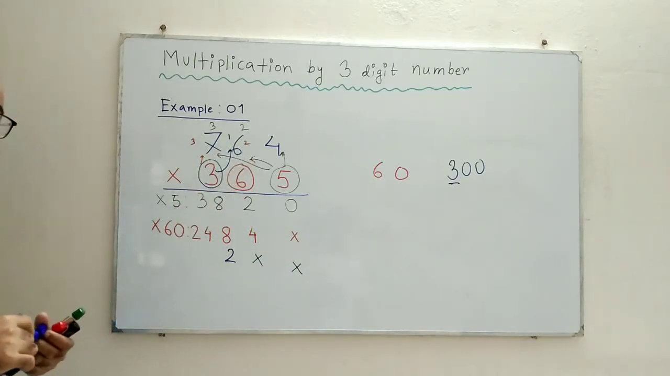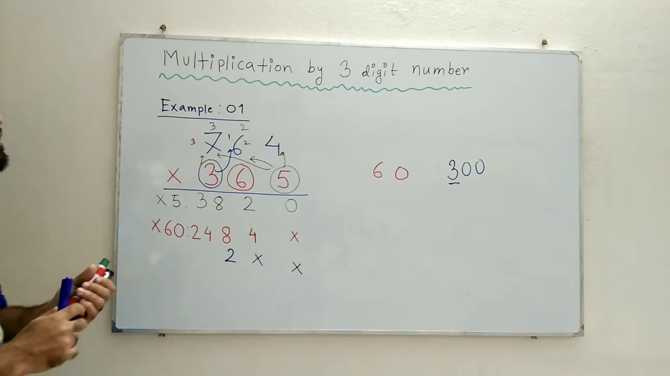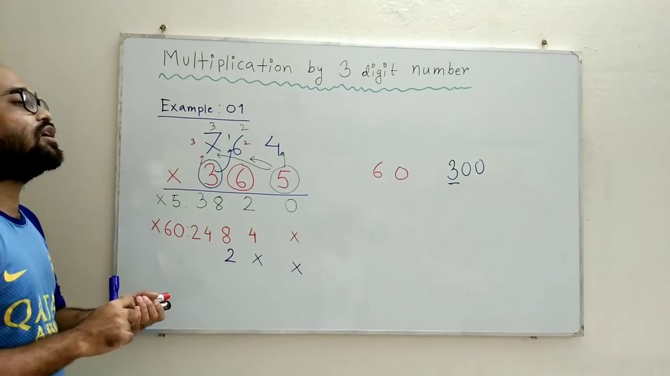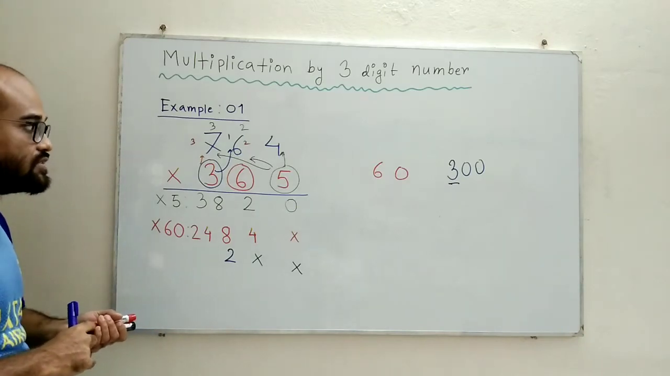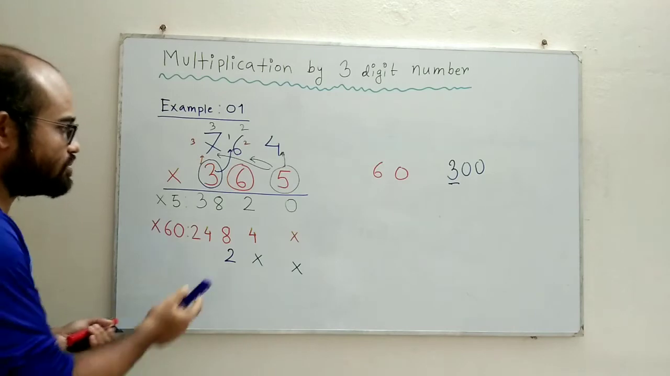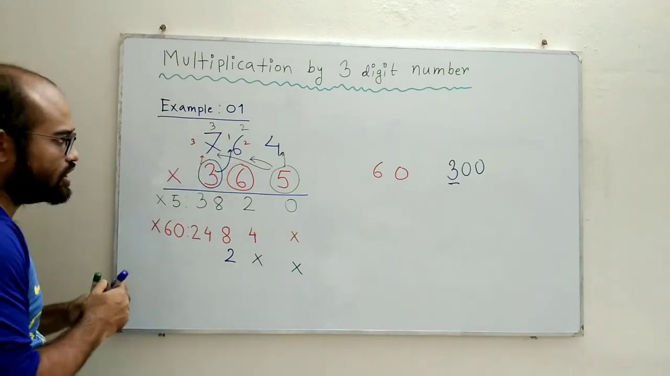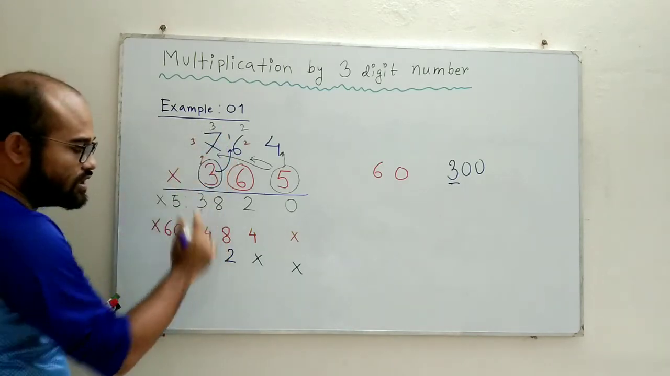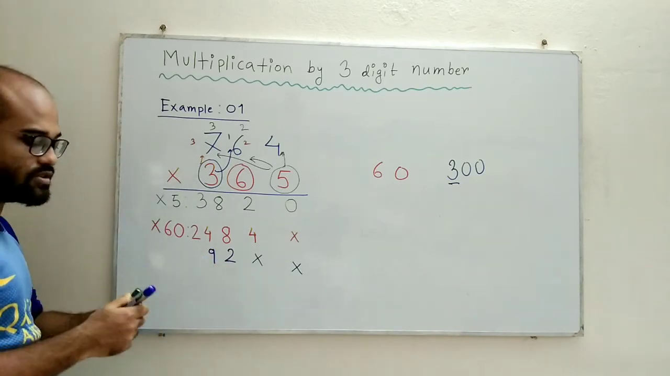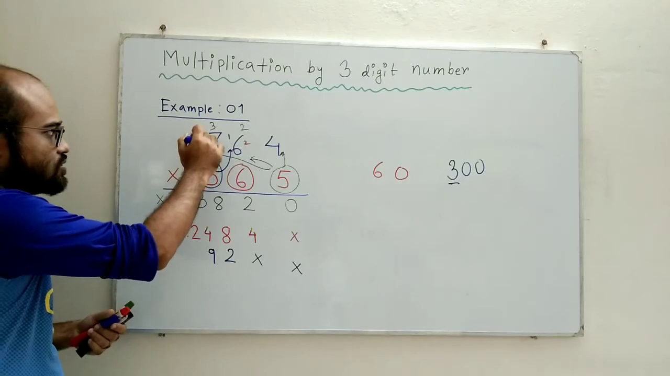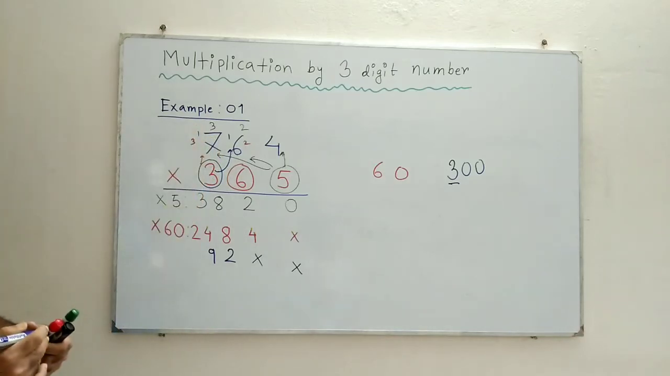So how much does it give us? 3 1s are 3, 3 2s are 6, 3 3s are 9, 3 4s are 12, 3 5s are 15, 3 6s are 18. But we had 1 carried over, so I will add 1 to 18, and as a result I will get 19. But I will just put 9 and similarly carry 1 over to the head of 7.